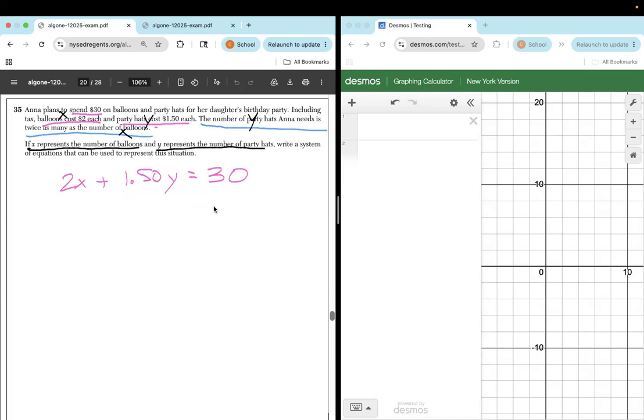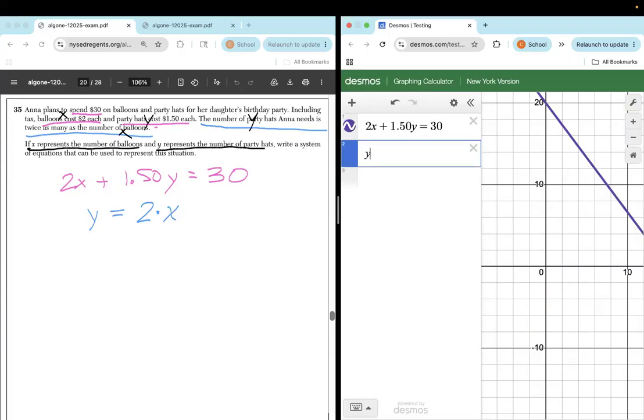Next, I need the number of things equation. So I'll reread the sentence with x and y instead of party hats and balloons. So y is twice as many as x. Twice as many means 2 times that amount. You can write it as y equals 2 times x, or y equals 2x. That is my system of equations. Okay, I'm going to graph it because that's what it asked me to do in the next problem.